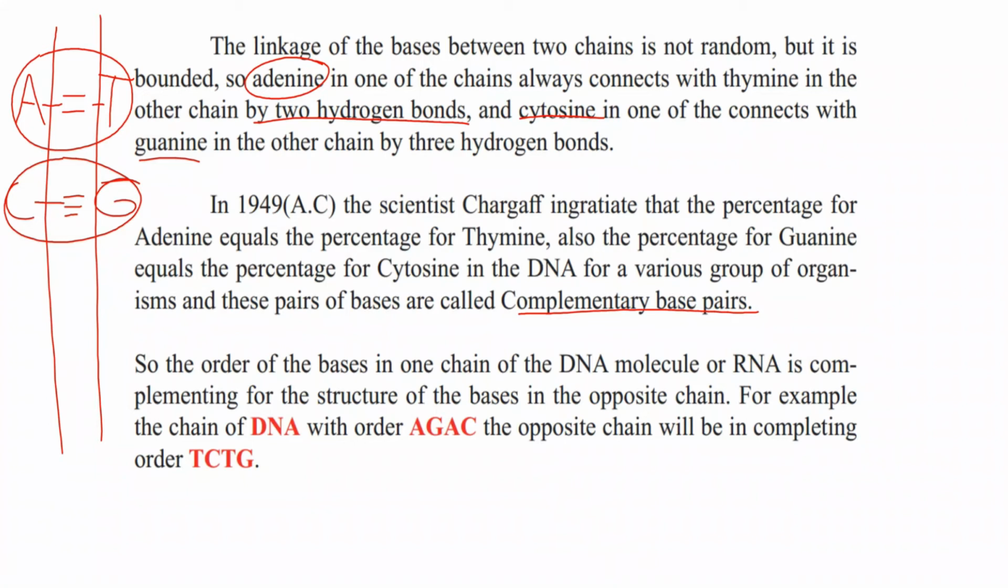So the order of the bases in one chain of a DNA molecule is complemented by the order of the bases in the opposite chain. For example, for a chain of DNA with the order A, G, A, C, the opposite chain will be completed with A completed with T, G with C, A again with T, and C with G. So if a question gives information about one of these chains, we can find the sequence of nucleotides or nitrogenous bases in the second or complementary chain.